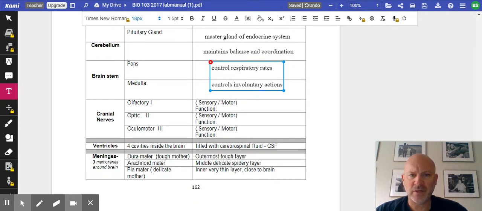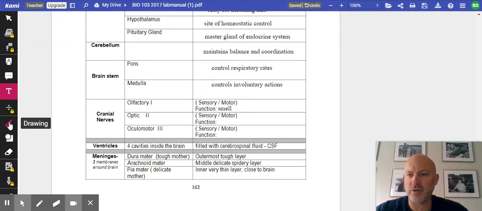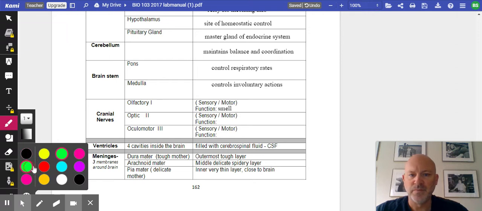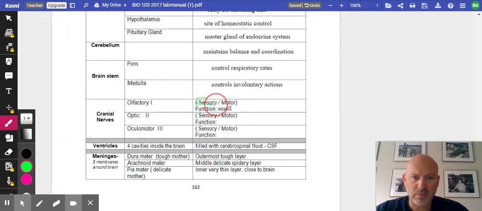Olfactory is for smell. And smell is a sensory function, not a motor function. So what we're going to do is circle sensory there. Optic is another sensory function. Oculomotor, however, is a motor function.